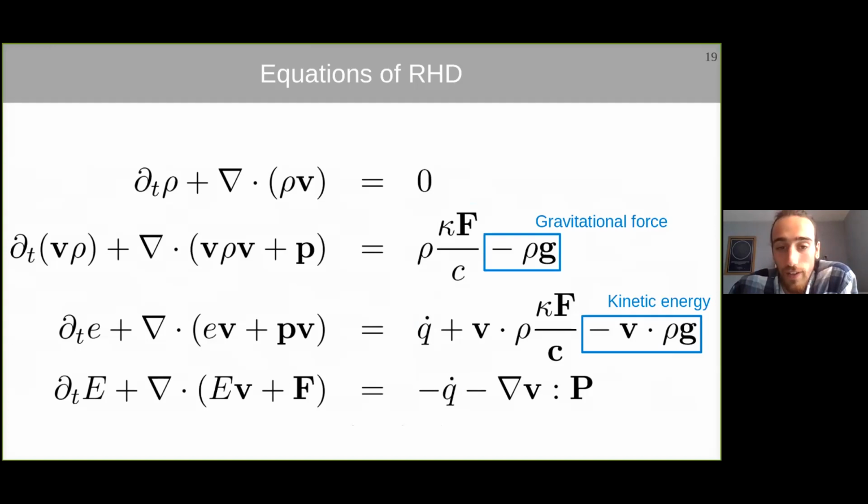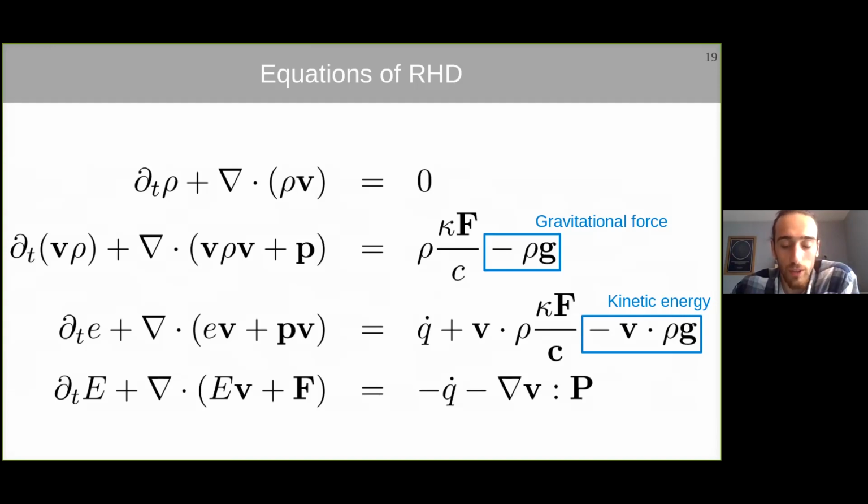And then finally, we also want to include gravity in our model, which is very important in wind models because the wind structure is set by the interaction between outward radiation force and inward gravitational force. So this is also incorporated in our momentum equation and gas energy equation. So we now have a description of the evolution of the gas field and the radiation field.